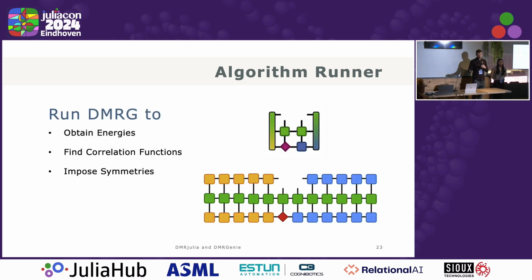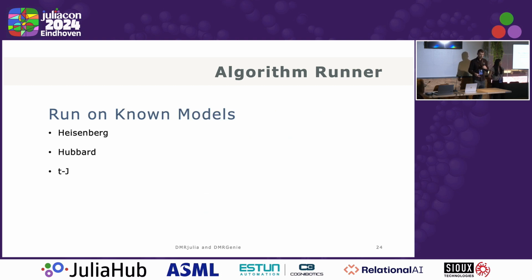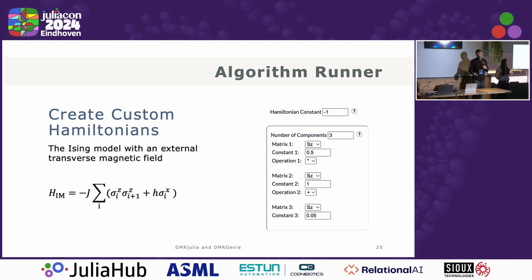So to run DMRG, you can do this to obtain energies and correlation functions, and then you can also impose quantum symmetries on the problem, and that gives you a whole other set of energies and correlation functions for that altered version. Currently, with this implementation, you can run some known models from the literature, such as Heisenberg, Hubbard, and TJ, all with known solutions, which give values you can check against. Then you can also input custom Hamiltonians, as mentioned earlier.